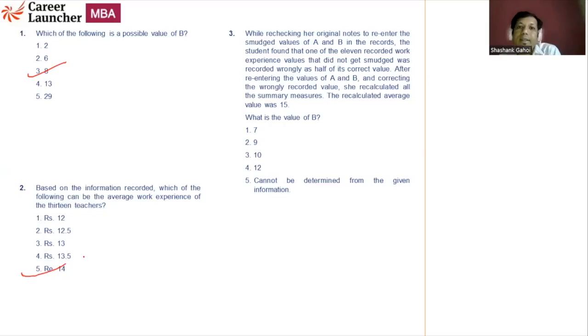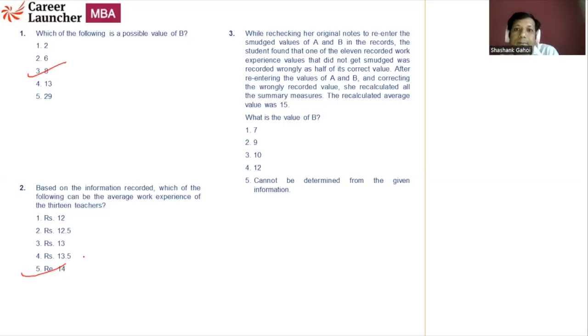While rechecking her original loads to re-enter the smudged values of A and B in the records, the student found that one of the 11 records recorded a work experience value that did not get smudged, but was recorded wrongly as half of its correct value. So it means one value should be doubled. Say 12 is recorded as half, so the actual value was 24, but it was recorded as 12. So the sum should increase by 12.